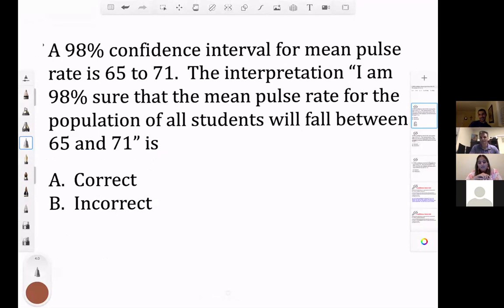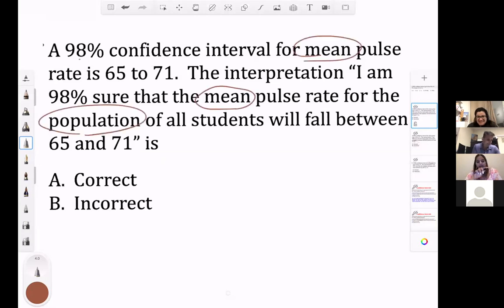There are 4 more questions. So is that incorrect or correct? Well, because you said population. Yes, exactly. So we talk about the mean. This is the mean, population, 98% confidence, is correct.